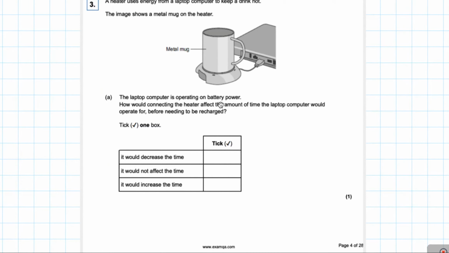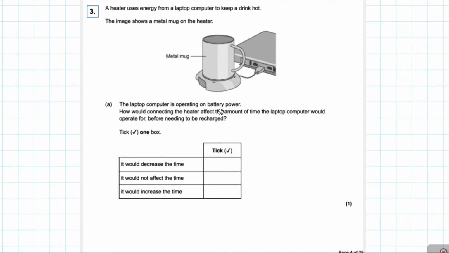Question 3. A heater uses energy from a laptop computer to keep a drink hot. The image shows a metal mug on the heater. The laptop computer is operated on battery power. How would connecting the heater affect the amount of time the laptop computer would operate before needing to be recharged? So the laptop is operated by battery. If we add a heater to this, the laptop has to use its energy to power this heater as well. So when you're powering something more, it decreases the amount of time before it needs to be recharged, because it's using the energy faster.